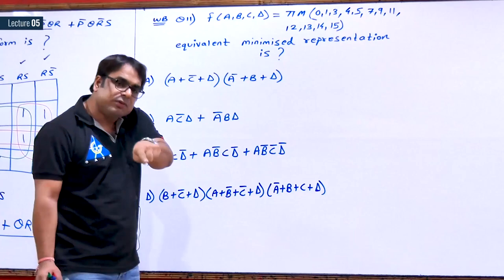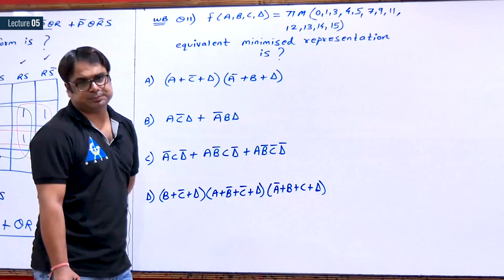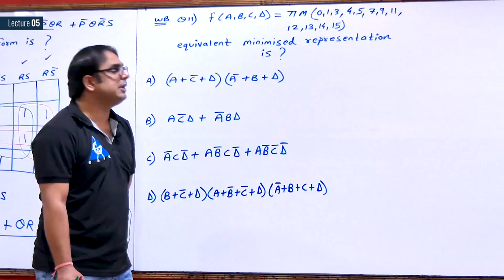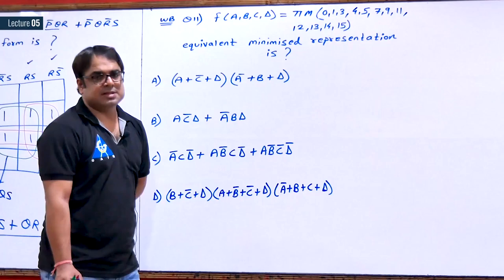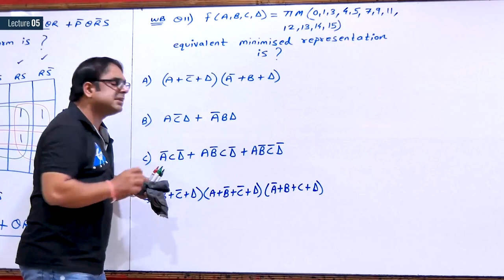So what alternate can we do here? We can try to reverse solve the question from the options. This is a very easy procedure. See how. First of all, let's say you consider option B.